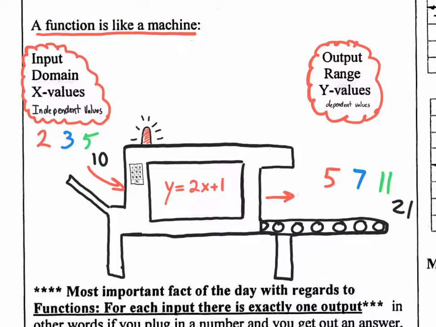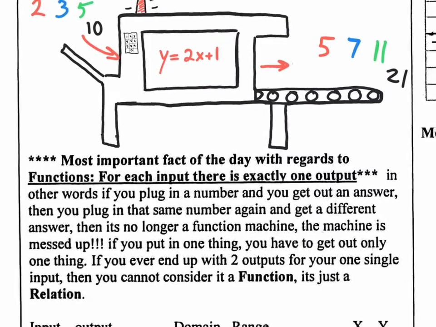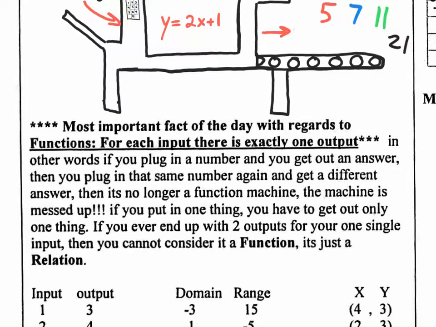That's what we just call a regular relation. That means that there's some type of relationship going on between the numbers, but we can't actually put it into a function that says y equals 2x plus 1 or something like that. Okay? So once again, for each input, there's exactly one output.